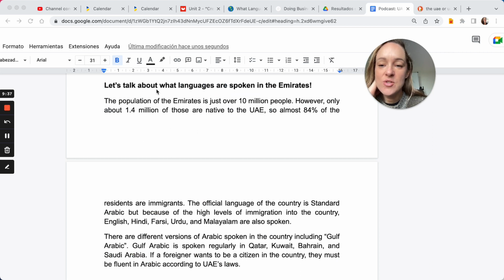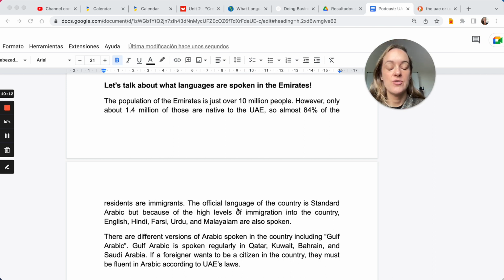Now, let's talk about what languages are spoken in the Emirates. So the population of the Emirates is just over 10 million people. However, only about 1.4 million of those are native to the UAE. So almost 84% of the residents are immigrants.